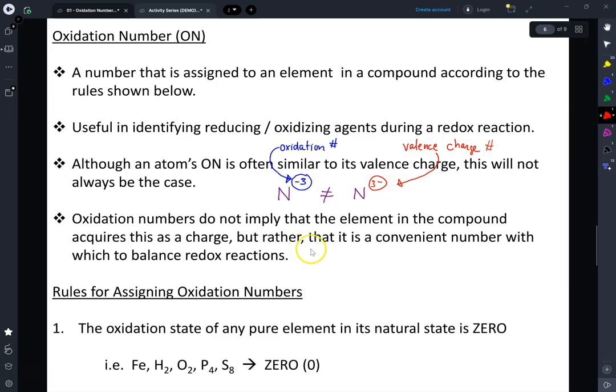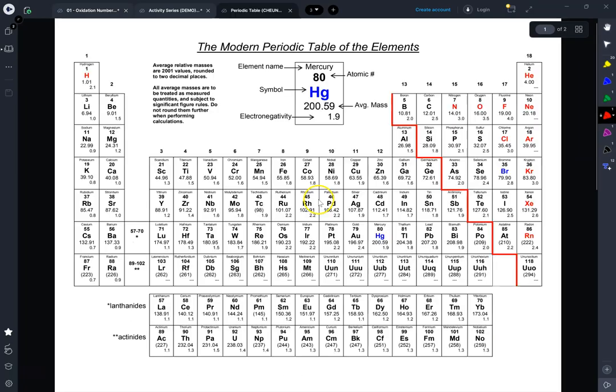Alright, so what are these rules? Well, rule number 1, the oxidation number for any element in its pure natural state under standard conditions is 0. So if you recall, most elements on the periodic table under standard conditions will be solid.